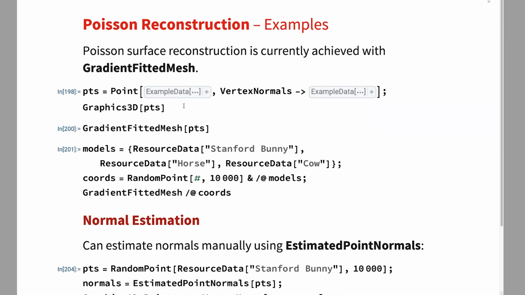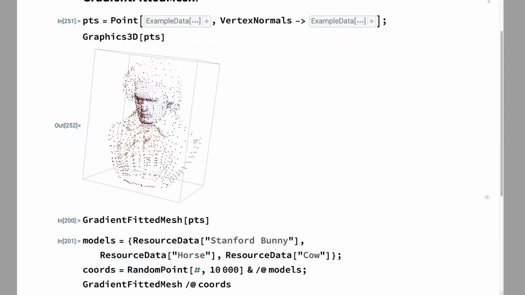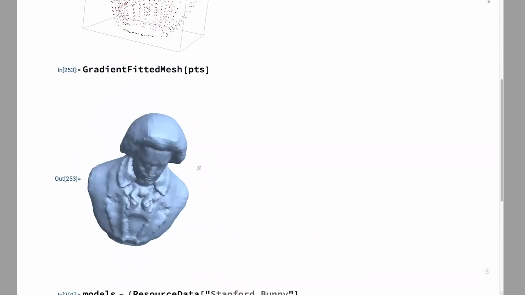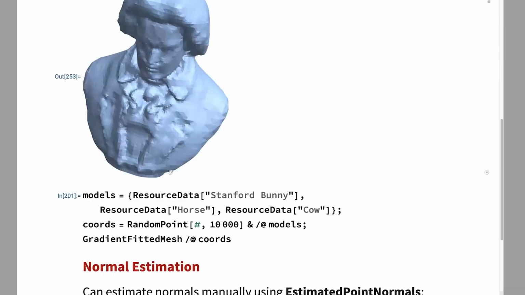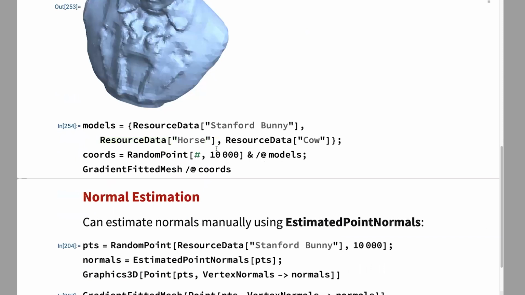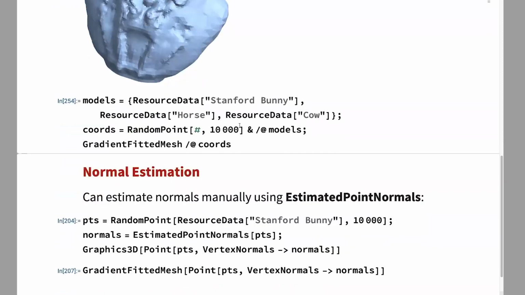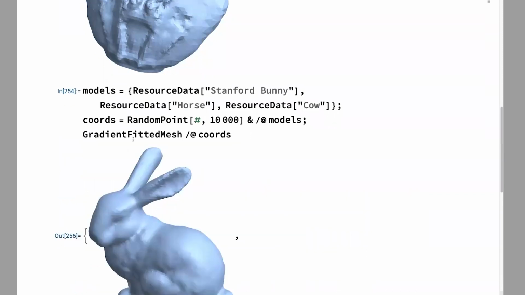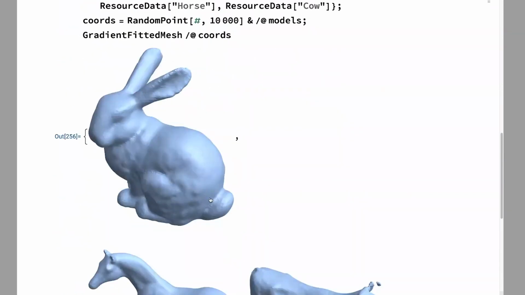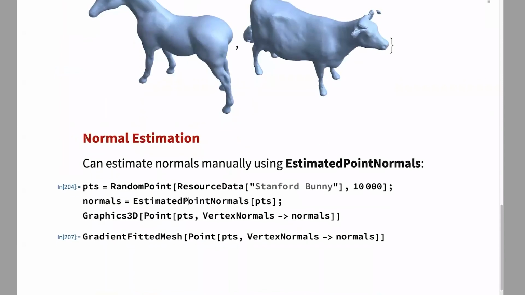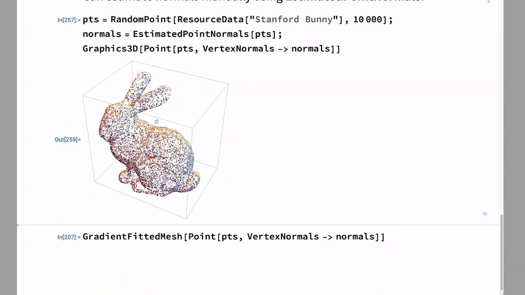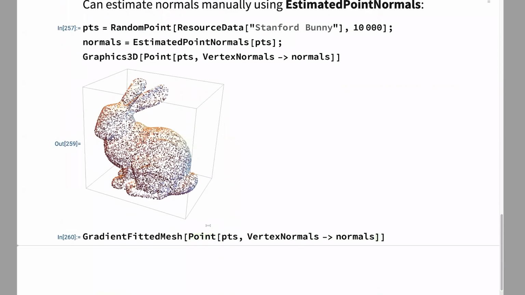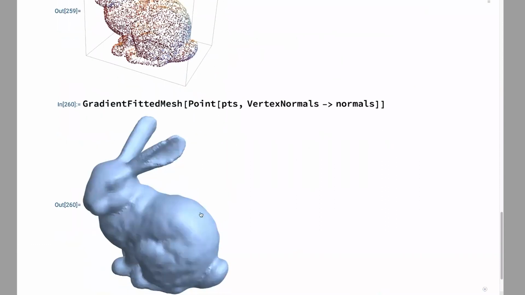All right, in order to actually do this in the Wolfram Language, Poisson surface reconstruction is done with GradientFittedMesh. Over here, I can have some oriented points of Beethoven, pass them to GradientFittedMesh, and we get a smooth Beethoven. We do this with a lot of our other standard models here. It loads the models, takes a bunch of random points, and then we get the outputs here. We can even do normal estimation directly using EstimatedPointNormals on those points, and then pass those normals directly to the function ourselves without having to let it calculate automatically.